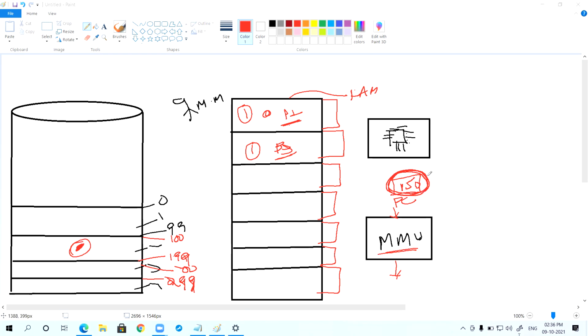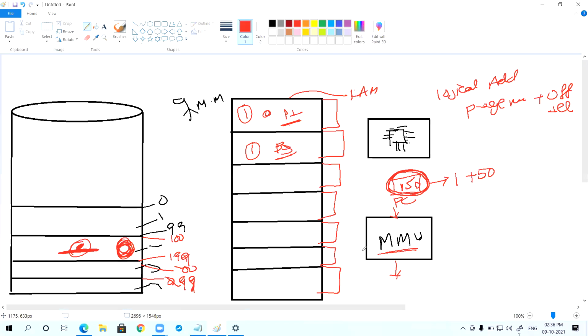A logical address contains a page number plus an offset. Logical address, what does it contain? The page number plus offset. Try to understand. For example, first page, 50th offset.